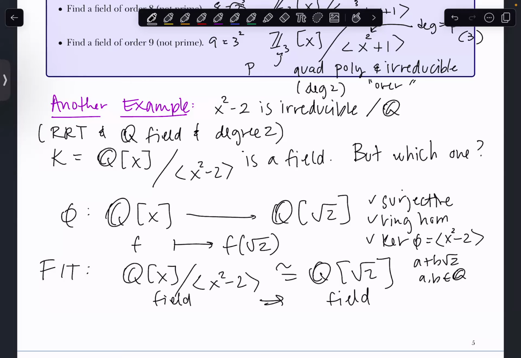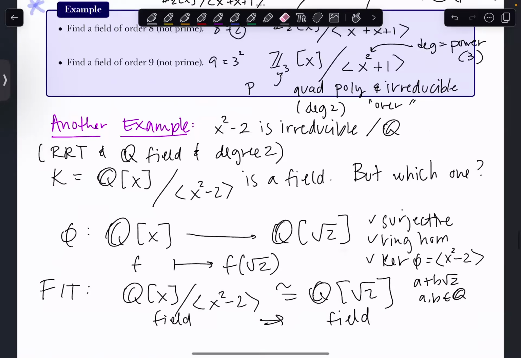So the only thing that would be missing is to show the non-zero elements have units, or have multiplicative inverses. And you can actually show if this is non-zero, if one of a or b is not equal to 0, you can explicitly say what the multiplicative inverse has to be. Okay.